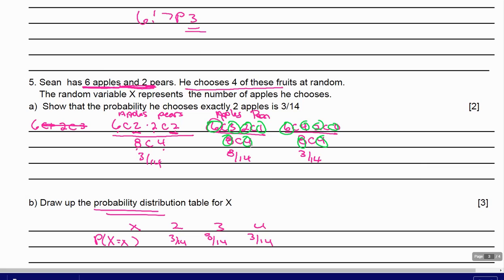Look on Canvas and it'll show you some of the problems we went over. Go to the lesson page and look at it and it'll show you the stuff.